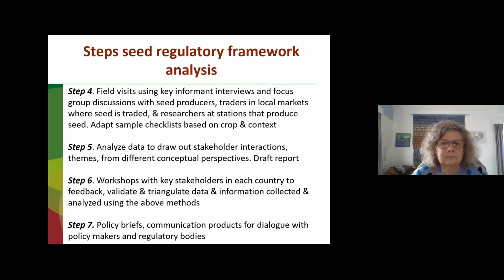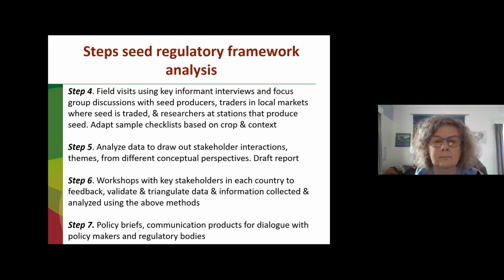And so then finally we get into the field to understand what's happening on the ground through key informant interviews and focus group discussions. We do have a set of sample checklists for different types of stakeholders, and these have been reviewed to mainstream gender considerations. But obviously, these checklists need to be adapted depending on the selected crop and context.